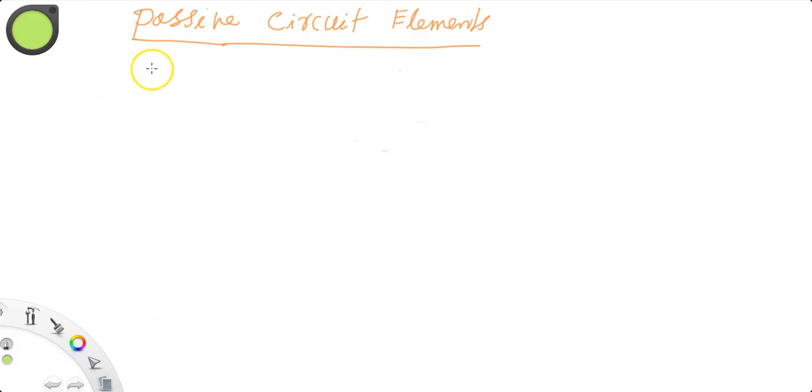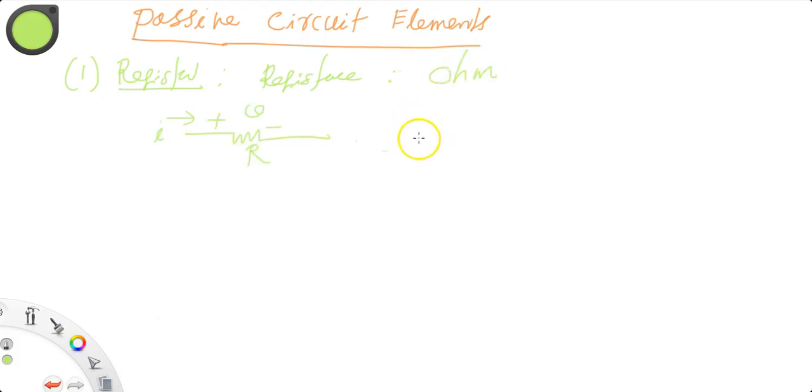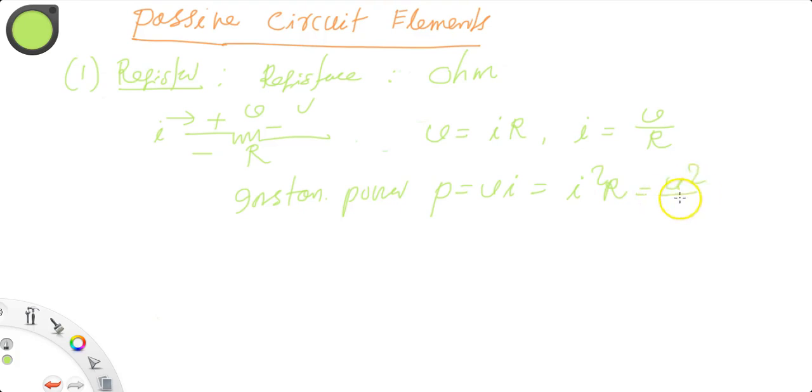Next we'll move to the passive circuit elements and their governing relations. First we'll discuss resistors. The physical quantity is resistance, and the unit is ohm. So the governing equations are V equals IR and I equals V by R. See the conventions first. Then instantaneous power, P equals VI, I square R, V square by R.